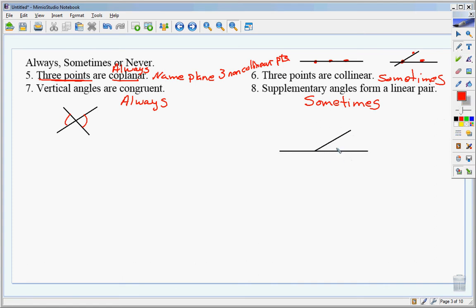There's a linear pair, and if I told you that this was 100 degrees and that this was 80 degrees, you can see that they add up to 180. But they could have also been drawn like this. This is 100 degrees. The other angle could have been down here. Maybe this is 80 degrees. But when I add these together, they still make 180 degrees, so they're still supplementary. But they're no longer linear. That's why this is sometimes.